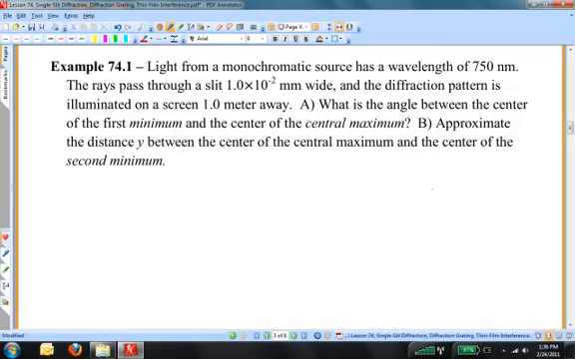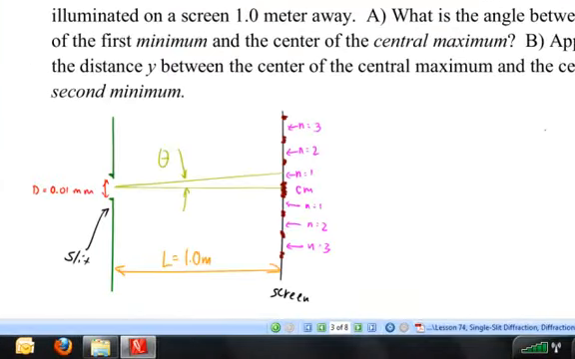Let's look at the geometry of this first and then solve this problem. Remember, we'll have to all work in the same units, so I'm going to convert nanometers and millimeters into meters.